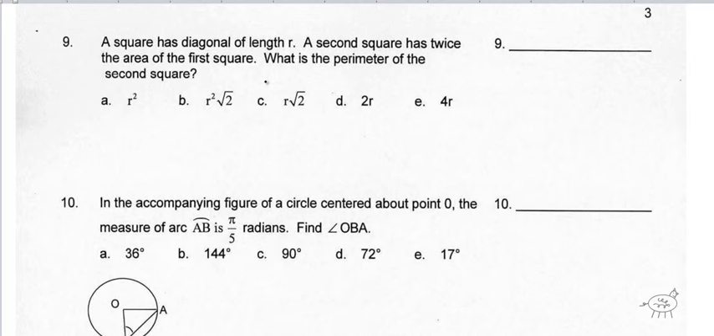Number 9, a square has a diagonal of length r. A second square is twice the area of the first square. What is the perimeter of the second square? Okay, this is a pretty good question here. A square has a diagonal length of r. So this is r. A second square has twice the area of the first. So if this is r, each of these, that's like x root 2 equals r. So each of these sides is going to be r over root 2.